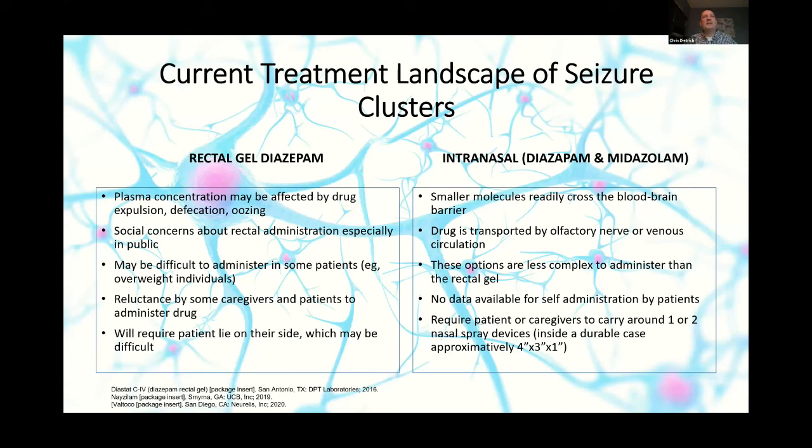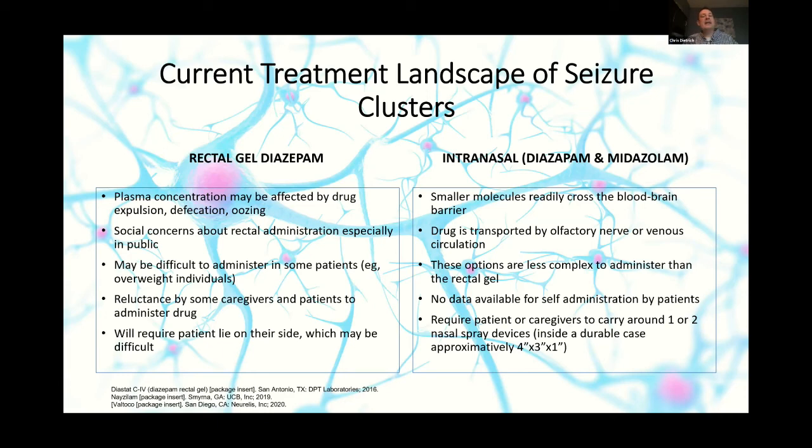But obviously it has its drawbacks, right? There's the social stigma with giving a medication rectally, whether you'd have to administer it yourself or somebody administers it for you. There's some reluctance there. Oftentimes you have to have the patient lie on their side, which can be difficult depending on the patient. If they're wheelchair bound, or if you have a large obese patient, that can be difficult to administer as well.